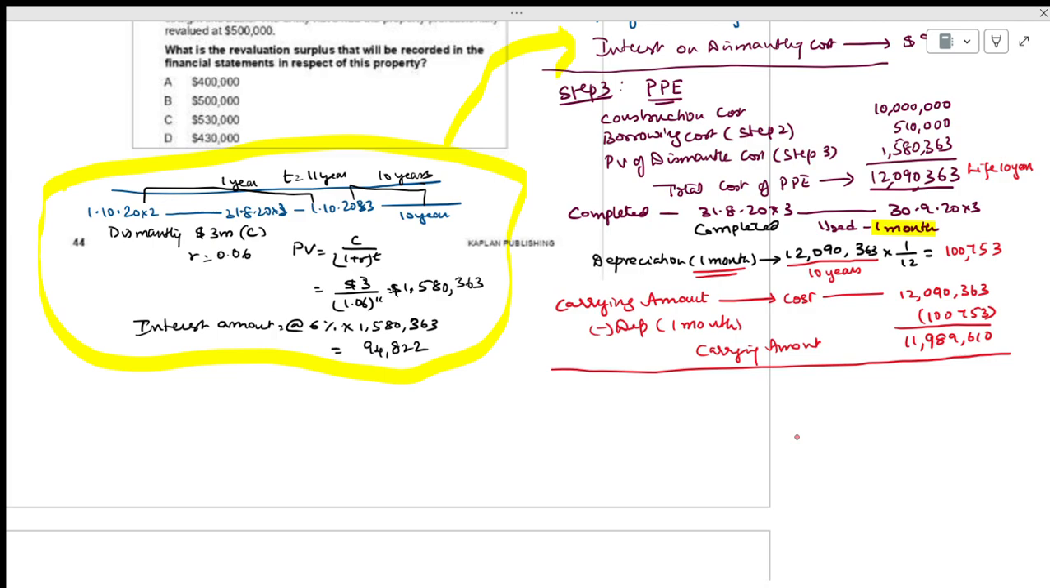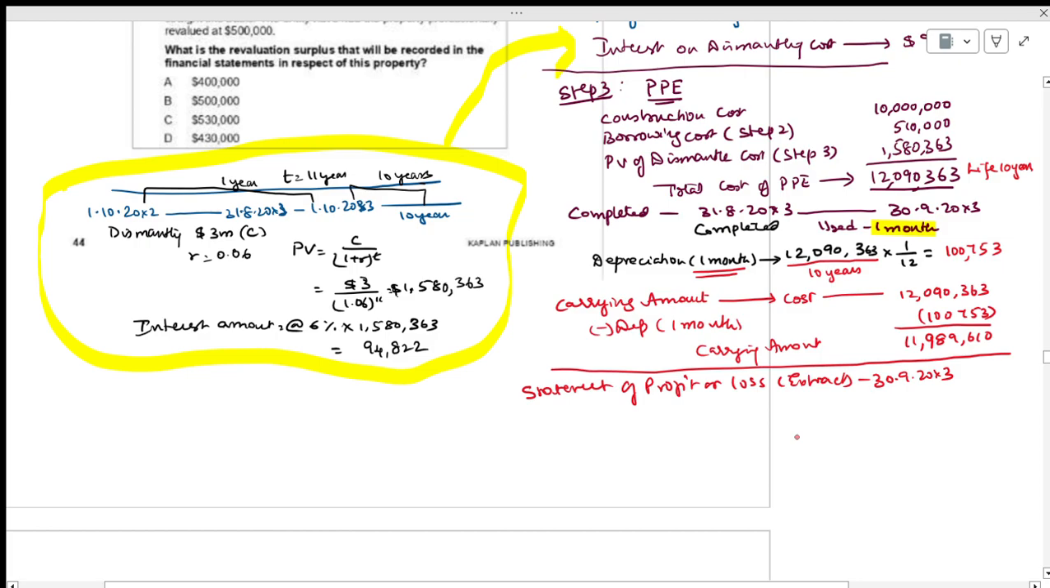Now what we have to do is show the statement of profit and loss extract, 30th September 2003. How much have we calculated for depreciation? Depreciation in step 3, how much have you calculated? 100,753. Is it there? Yeah.